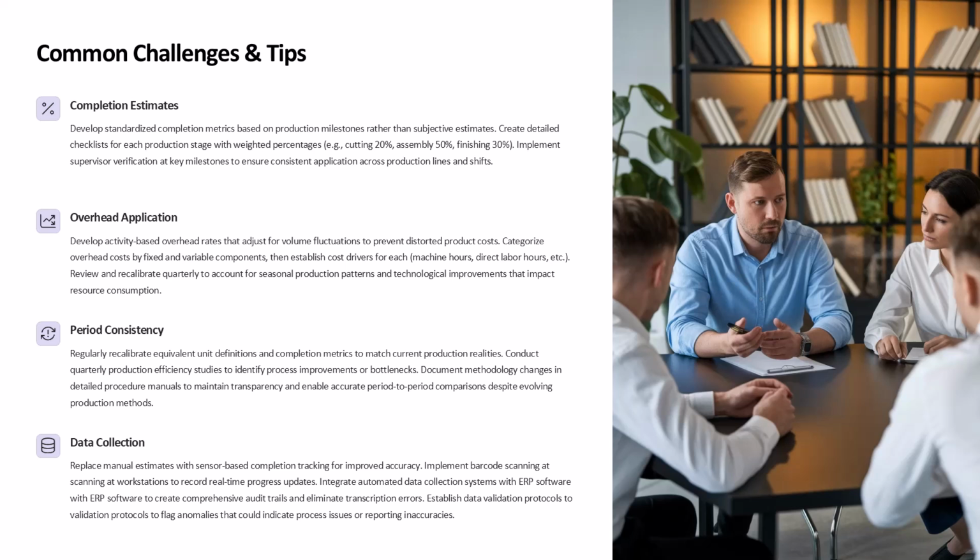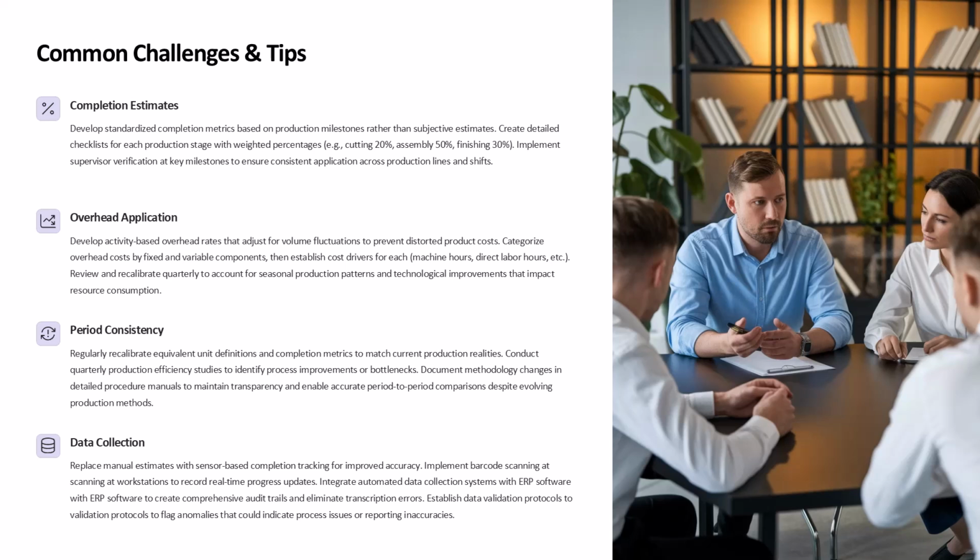Process costing implementation comes with practical challenges that even experienced accountants struggle with. Let me share battle-tested solutions from the manufacturing trenches. The most pervasive challenge: accurately estimating percentage completion for work-in-process inventory. Imagine a food processor trying to determine if partially completed batches are 40%, 50%, or 60% finished. Seemingly small differences that significantly impact cost allocations.